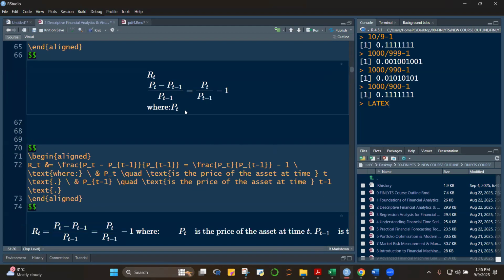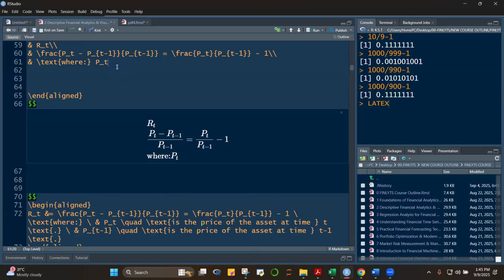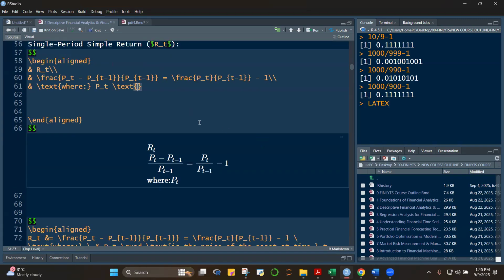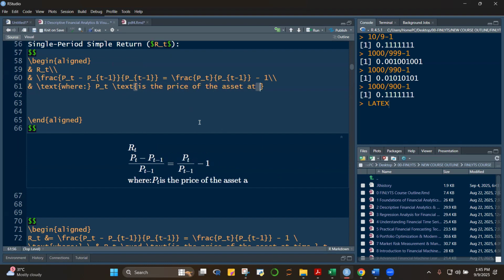All right. How do we write that? P sub t, we have to put here, class, is the price of the asset. It's a text, class, slash text, right? Slash text, and then there you go. And then is the price of the asset at time. Now we would want the t to still appear like a variable, so I'll put t outside the text. Notice, class, that t is italicized because t is part of the variable.